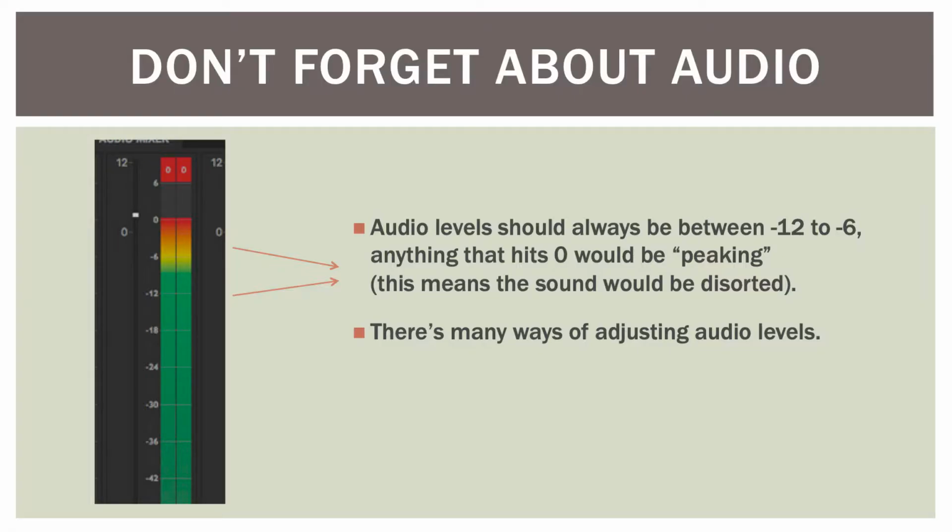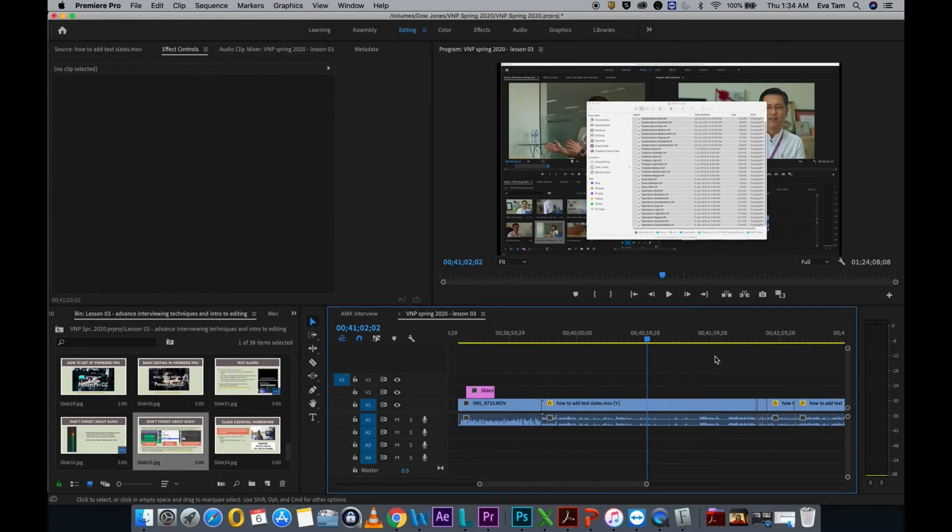But don't forget audio. So audio levels should always be between -12 to -6. Anything that hits 0 should be peaking. That means the sound is distorted. It sounds really off. There are many ways of adjusting audio levels. I will show you one way you can do it. So here is a few ways you can adjust the audio channels, okay?